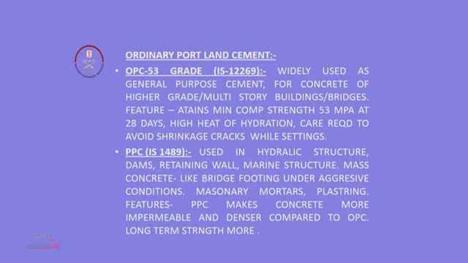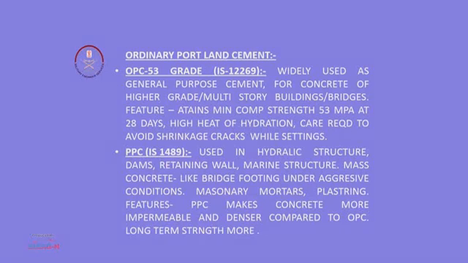The third grade of ordinary Portland cement is OPC 53. It is also widely used. In fact, nowadays OPC 53 is being used more. It has a minimum compressive strength of 53 megapascal at 28 days. It has a little bit high heat of hydration, and that's why when 53 grade cement is used, we have to take some care to avoid crazing cracks. Whoever utilizes OPC 53 must have observed spider-like cracks formed when it sets and gets hard. That care we have to take while using OPC 53 grade cement.